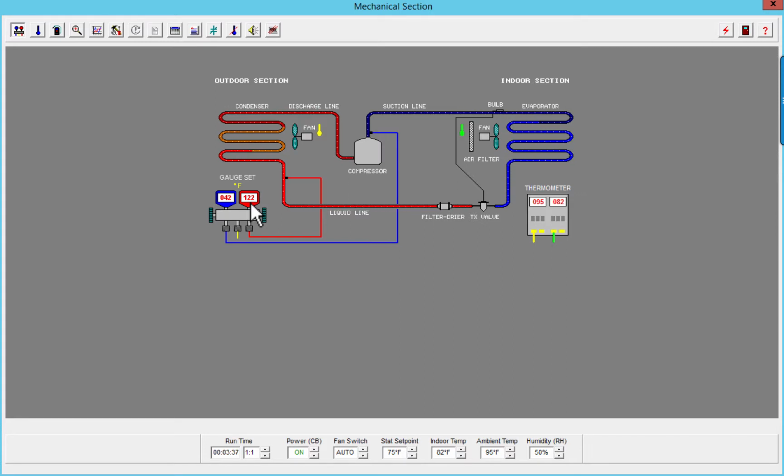The more efficient the unit, the lower that's going to be. So this is an R410A unit, probably about a 13 SEER. I'm okay with 27 degrees. That's a normally working system.